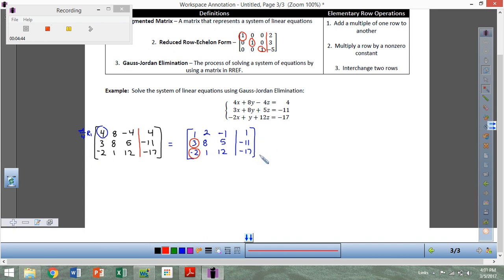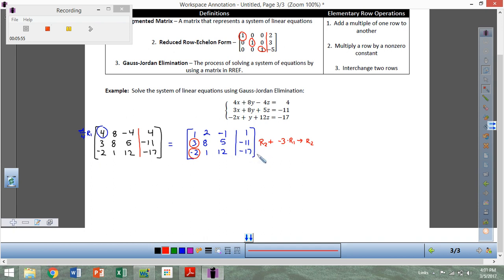So I'm going to replace, and this is kind of how I can write this out, I'm going to replace row 2 with -3 times row 1, right? If I take row 2 and I'm going to add to row 2 -3 times row 1, and that's going to give me row 2. Okay, so if I take row 1, I multiply by -3, I add that to row 2, and then replace row 2 with that. That's what I'm going to do there.